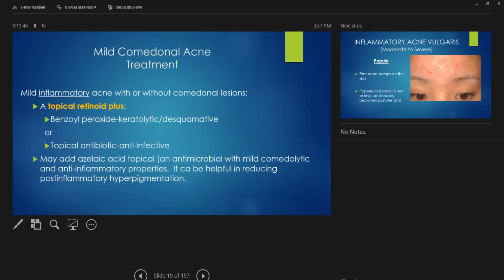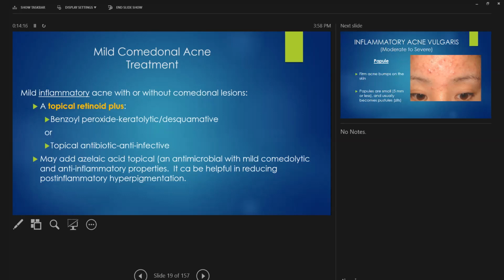So for mild comedonal acne, mild inflammatory acne with or without comedonal lesions, you're going to use the topical retinoid plus another desquamative compound. This is something that helps clean off those squamous cells. This is benzoyl peroxide, which is a keratinolytic and a desquamative medication.